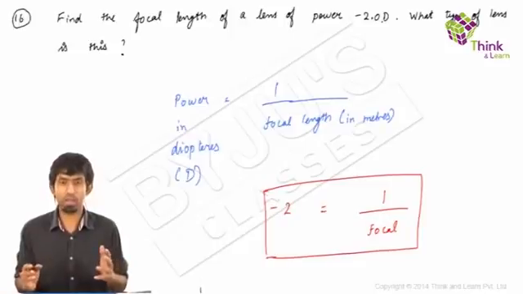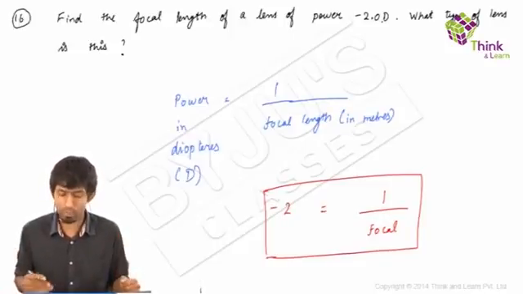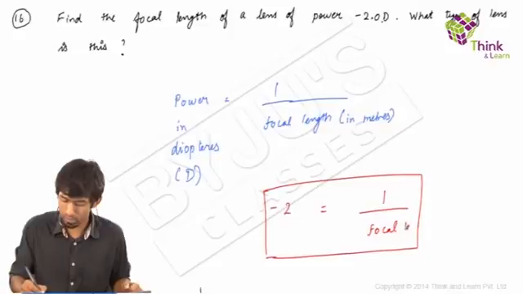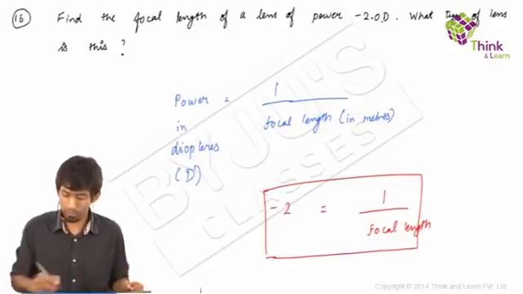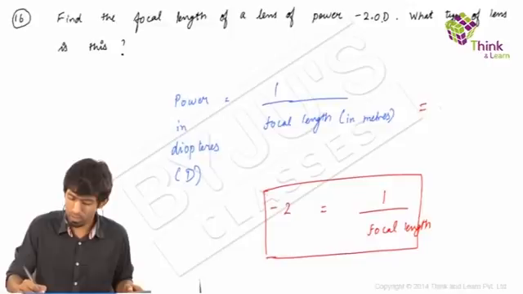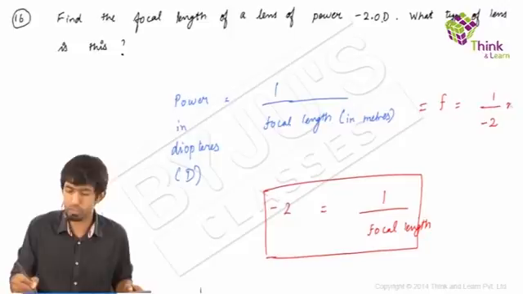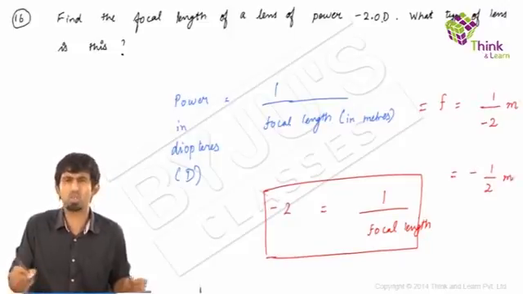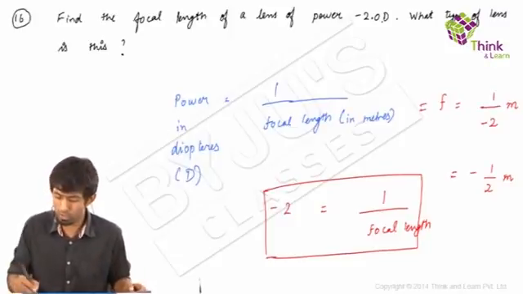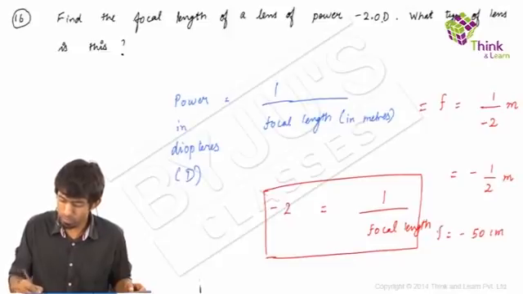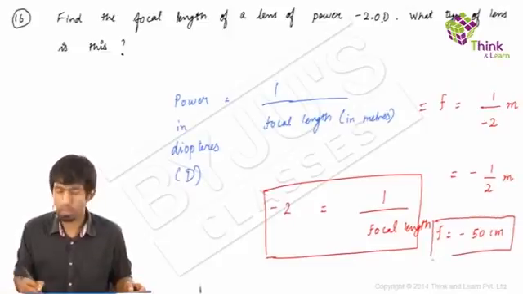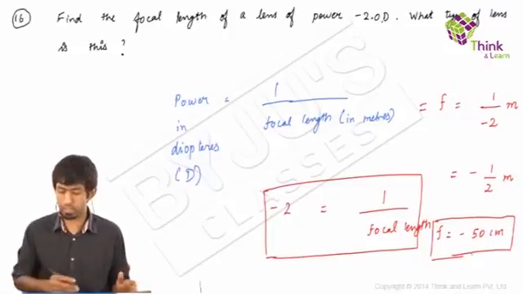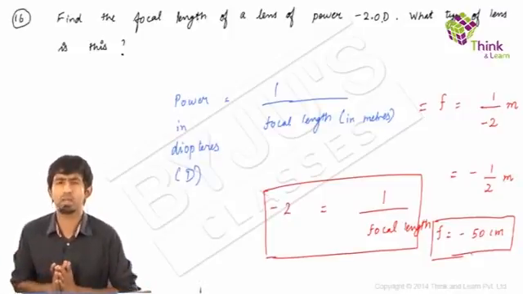So what we have here is minus 2 diopters is equal to 1 by the focal length in meters. Therefore, focal length is what? I'll write it over here. F equals 1 by minus 2 meters, or minus 1 by 2 meters. And what is 1 by 2 meters? Half a meter, right? Or 50 centimeters. So that's the focal length. If somebody says my power is minus 2, what they're saying is that their focal length is minus 50 centimeters.